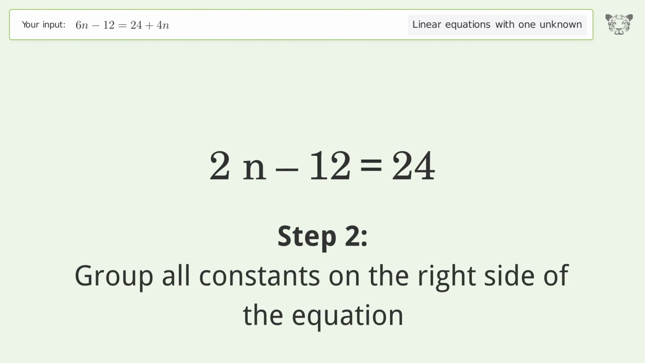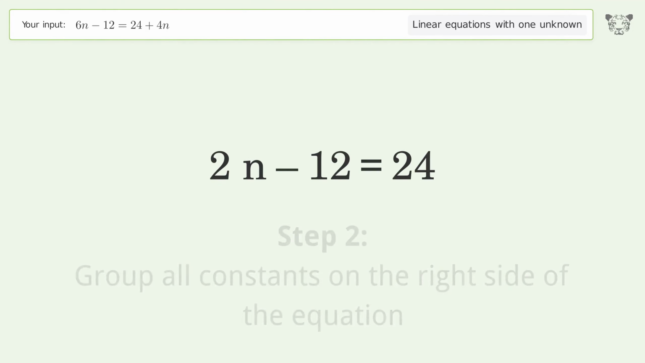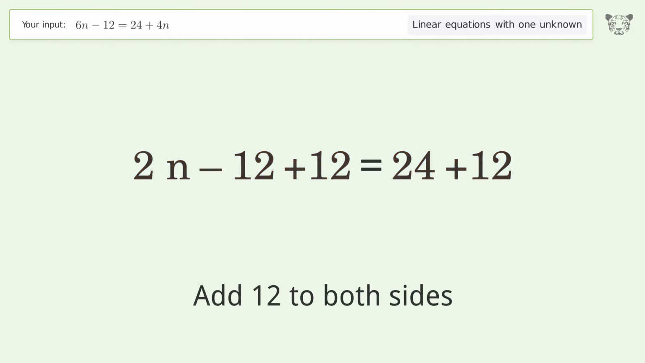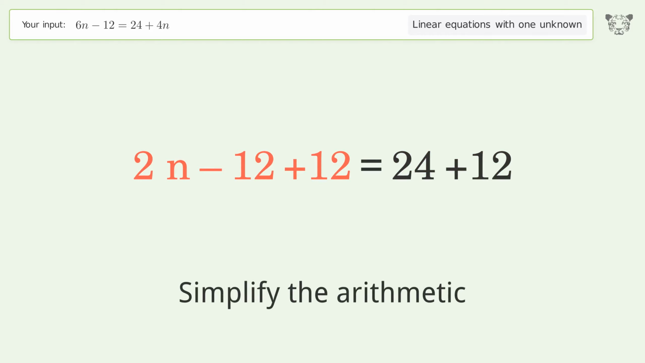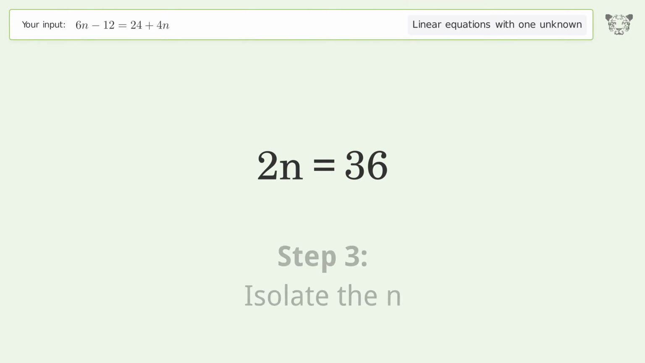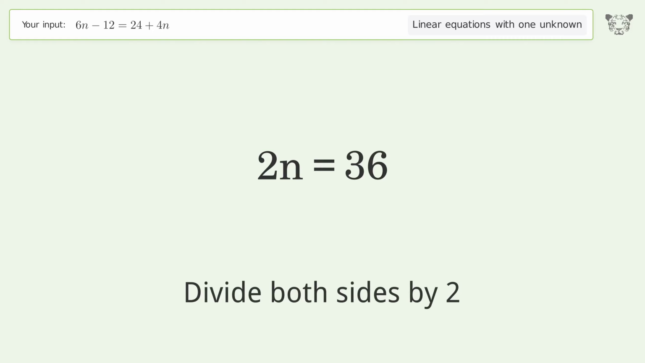Group all constants on the right side of the equation. Add 12 to both sides. Simplify the arithmetic. Isolate the n. Divide both sides by 2.